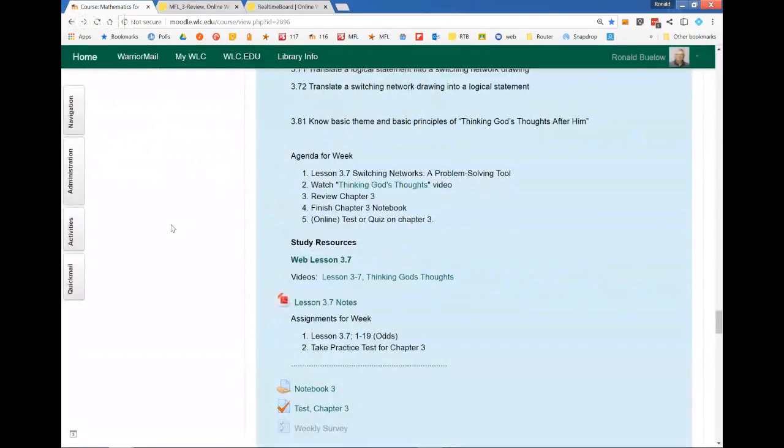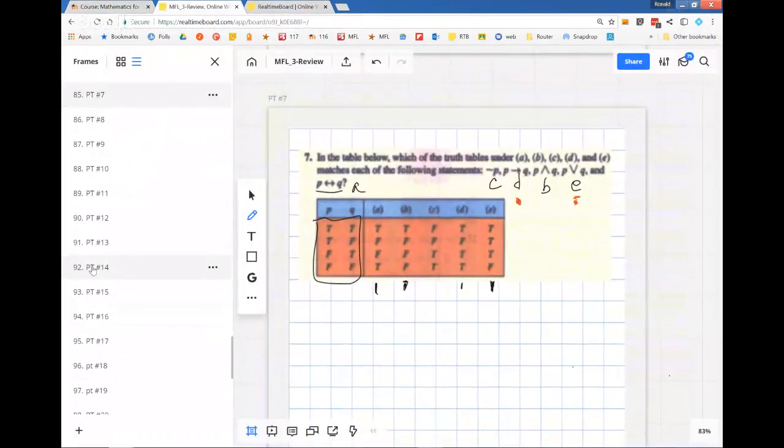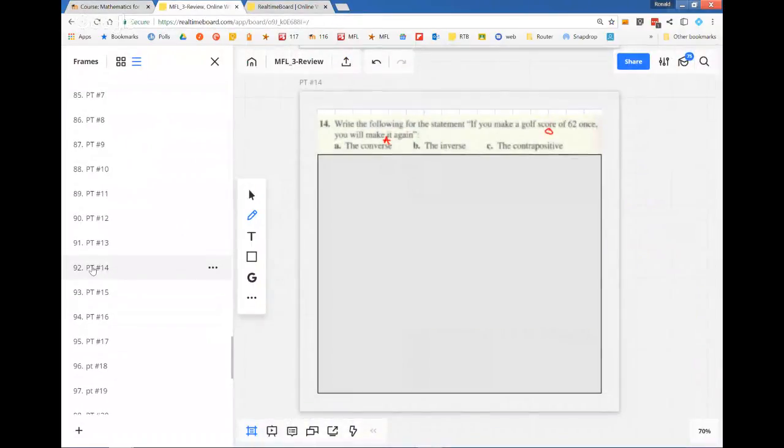Can we maybe do practice test 3, number 14, going over the converse, inverse, and contrapositive? For some reason, I still get those mixed up. I'd be happy to. Thanks.